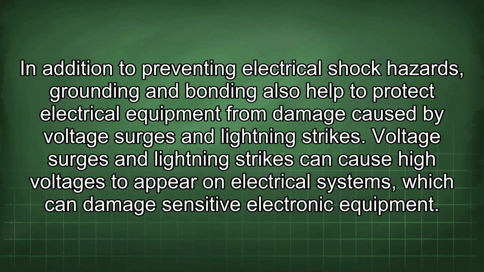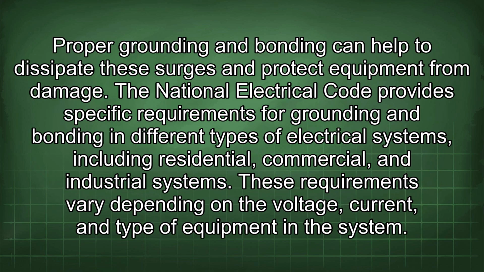In addition to preventing electrical shock hazards, grounding and bonding also help to protect electrical equipment from damage caused by voltage surges and lightning strikes. Voltage surges and lightning strikes can cause high voltages to appear on electrical systems, which can damage sensitive electronic equipment. Proper grounding and bonding can help to dissipate these surges and protect equipment from damage.